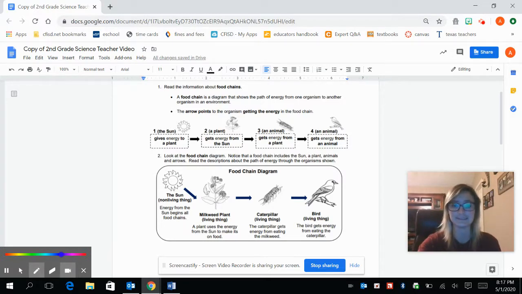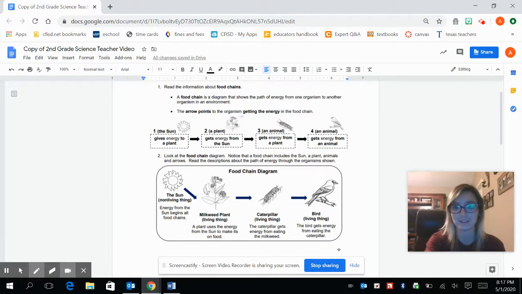So as you can see on the screen, the arrows point to the organism getting the energy in the food chain. So every food chain is going to start with the sun. The sun is the big energy, okay? And it gives energy to the plant. So the sun is giving away energy and the plant is gaining energy, okay?